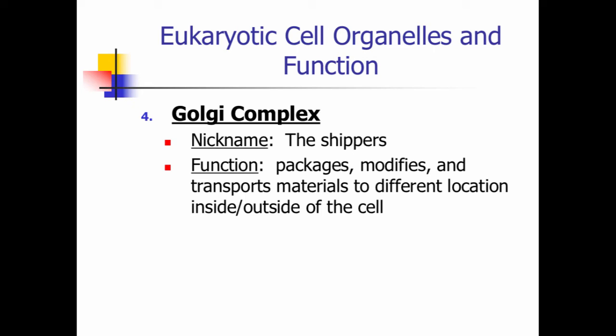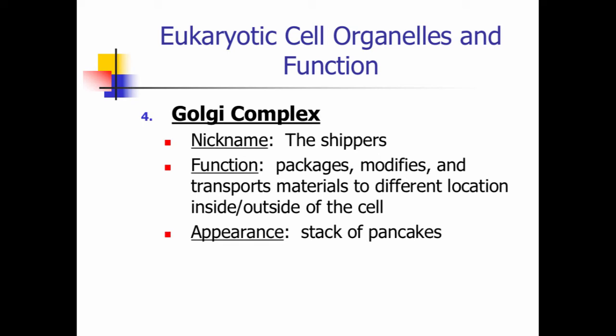So if water is coming in or glucose is coming in, it decides where it needs to go. If carbon dioxide and all these wastes are created as the glucose is broken down, it needs to transport them and package them so that they can be shipped out of the cells and picked up by the red blood cells to be removed from the body. So Golgi is the UPS. They package, they ship, they distribute.